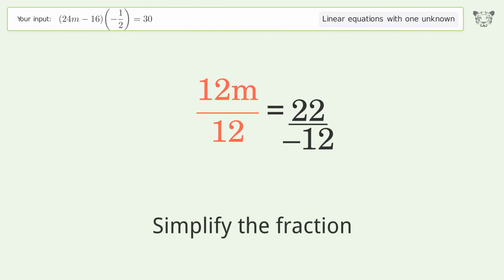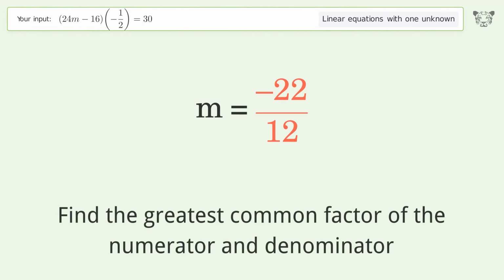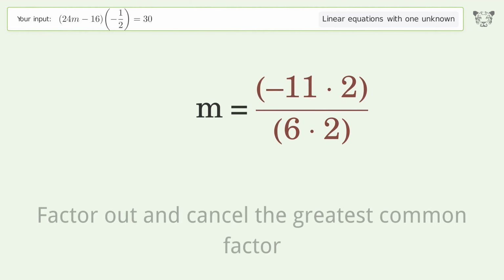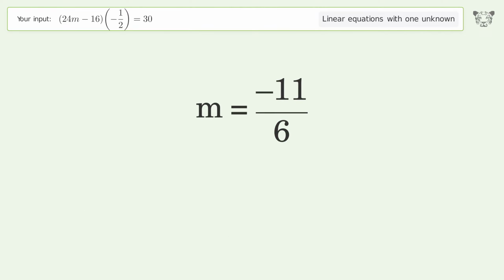Simplify the fraction. Move the negative sign from the denominator to the numerator. Find the greatest common factor of the numerator and denominator. Factor out and cancel the greatest common factor. And so the final result is m equals -11/6.